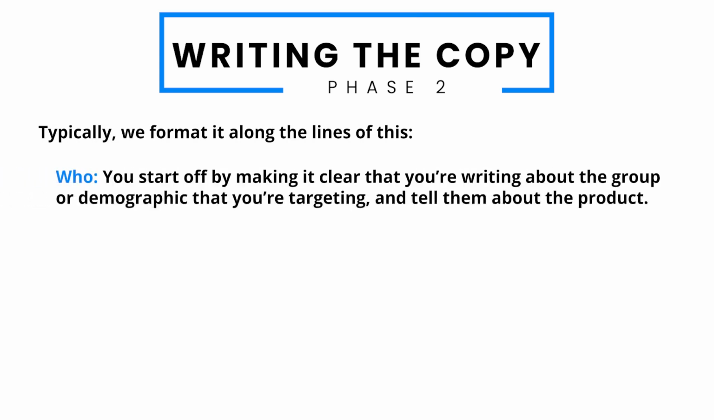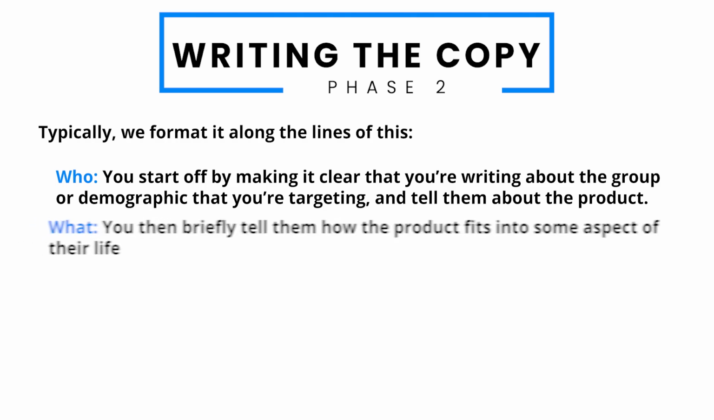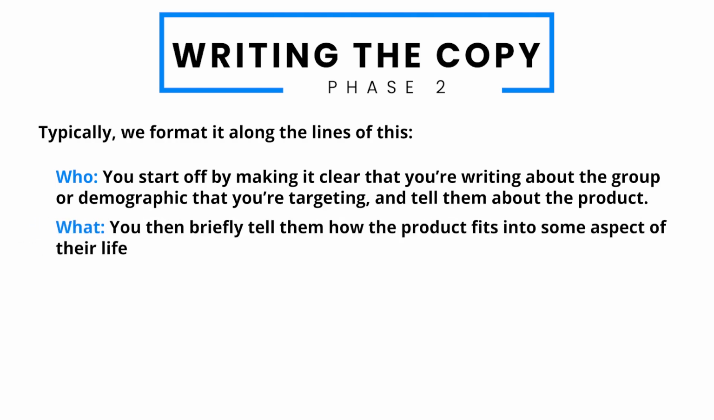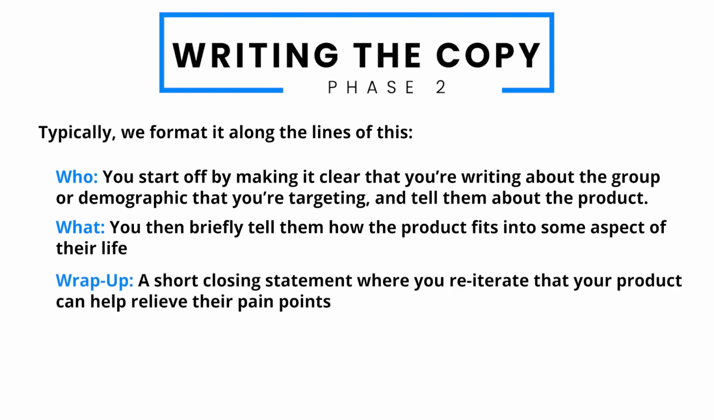So the who, you start off by making it clear that you're writing about the group or demographic that you're targeting and tell them about the product. The what, you then briefly tell them how the product fits into some aspects of their life. Then the wrap up, a short closing statement where you reiterate that your product can help relieve their pain points. If this sounds a little bit confusing, don't worry, it's easy to understand once you see an example.